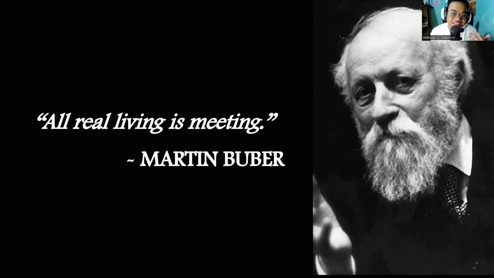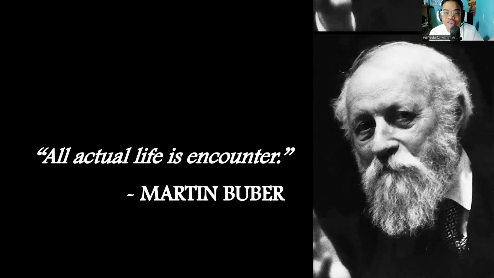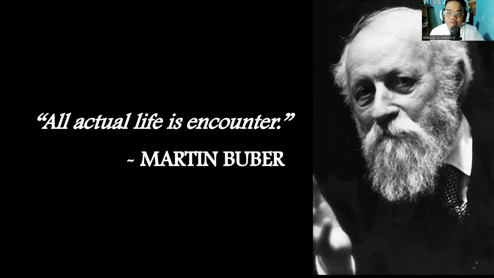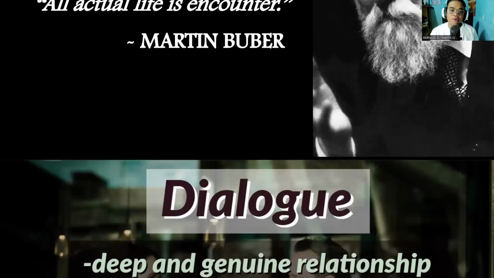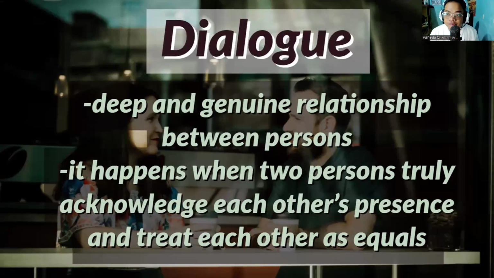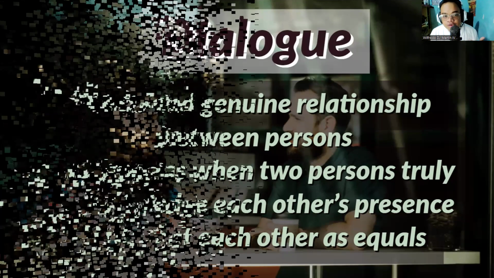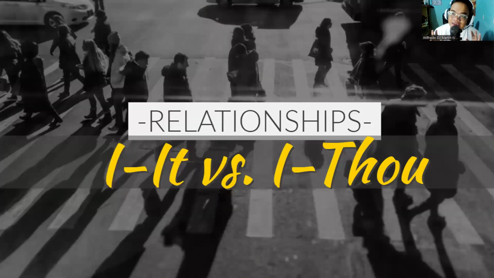Because all real living is meeting, and all actual life is an encounter. That's where it gets more interesting in a short while. Now, he has what he calls the philosophy of dialogue. And dialogue is a deep and genuine relationship between persons. It happens when two persons truly acknowledge each other's presence and treat each other as equals. It stems from this relationship because what is difficult for us is that we have two kinds of relationship: the I-it versus the I-thou relationship.